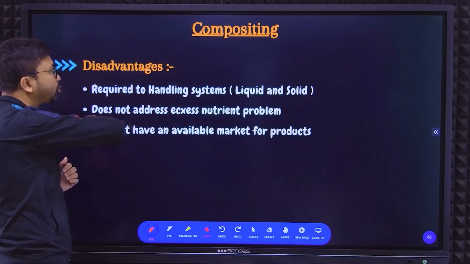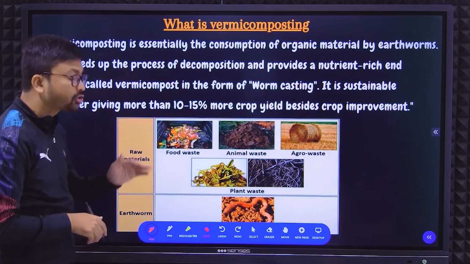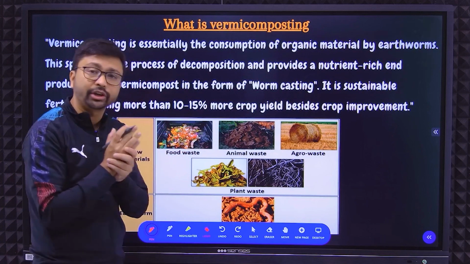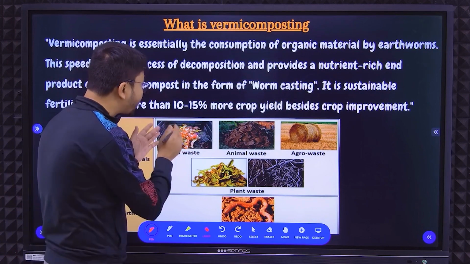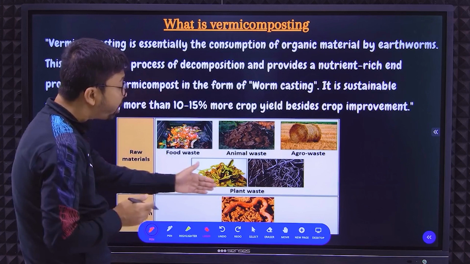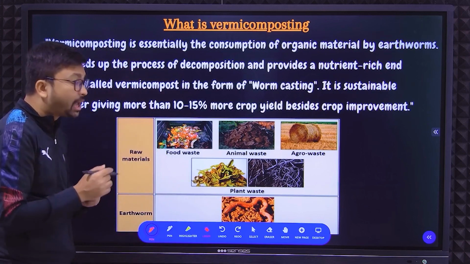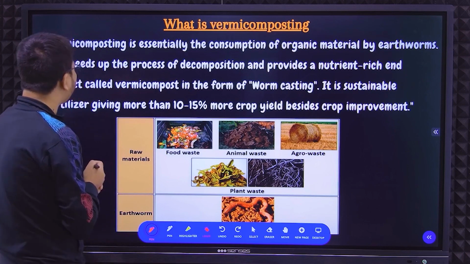Now to overcome those things, another method is there, called vermicomposting. Here the same process of composting is used, with biodegradable waste materials, but you use earthworms, the insects. Now what will happen with the help of the insects? The process will become much faster.